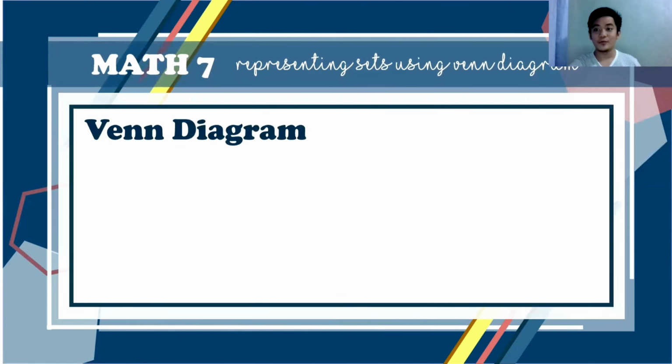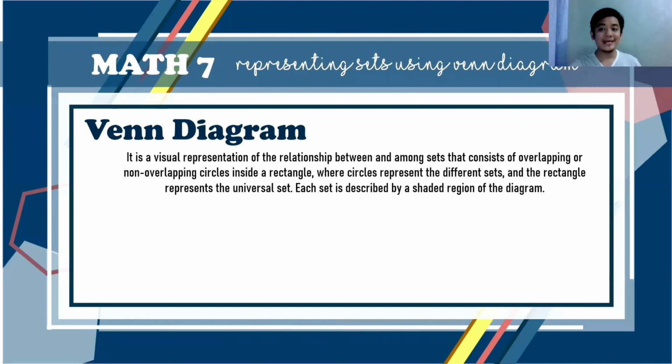Venn diagram. When we say Venn diagram, it is a visual representation of the relationship between and among sets that consists of overlapping or non-overlapping circles inside a rectangle, where circles represent the different sets and the rectangle represents the universal set. Each set is described by a shaded region of the diagram.